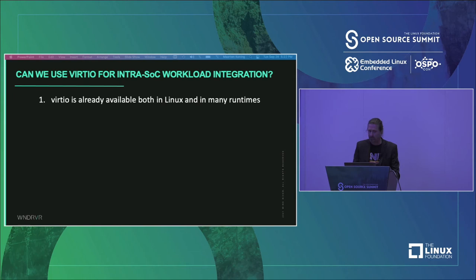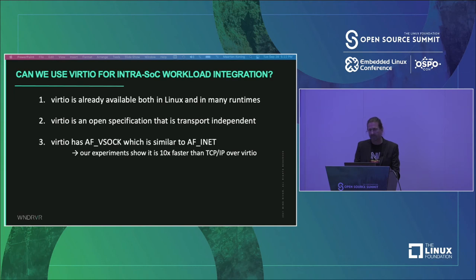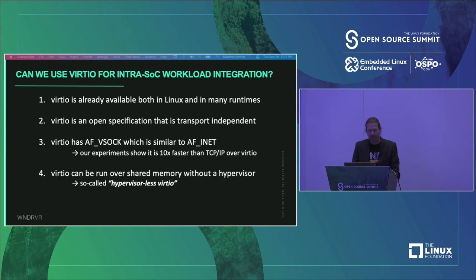virtio is already available both in Linux and in many runtimes. It's an open specification that's transport independent in that it can run on PCI or MMIO. It has AF_VSOCK, which is quite interesting since it's similar to AF_INET, and you can provide a socket API with it. And our experiments are showing that it's 10x faster than TCP/IP over virtio. And it can be run over shared memory without a hypervisor.